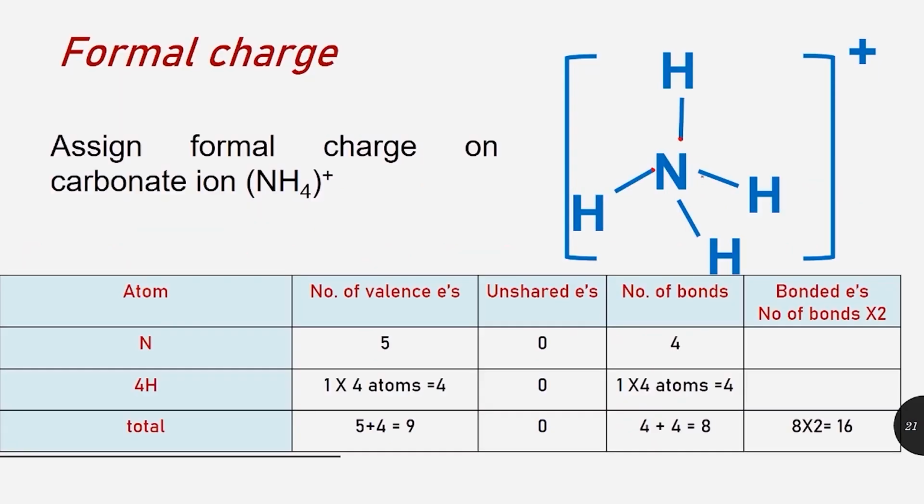Actually, a quick way: if we count the number of electrons surrounding the central atom, nitrogen, it is equal to only 4 valence electrons, not 5. So we are less than the number of valence electrons by 1. This is the plus we usually write over the ammonium ion.